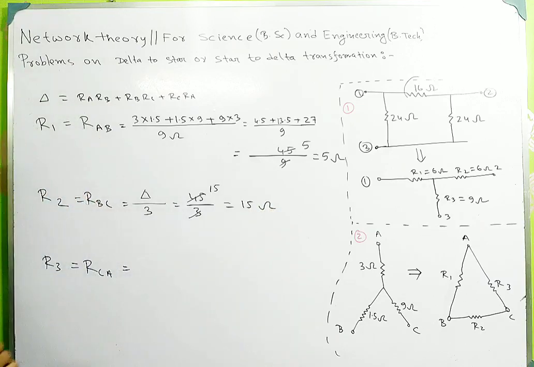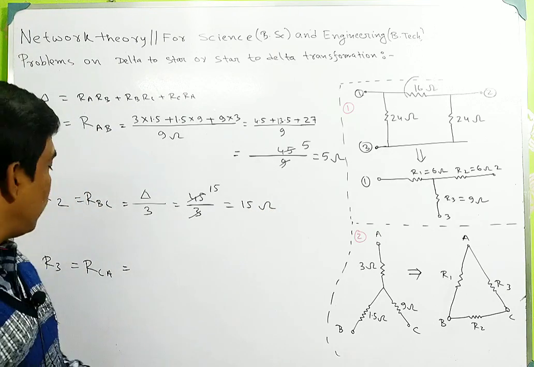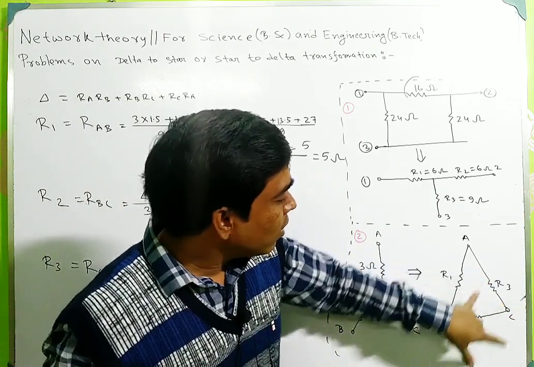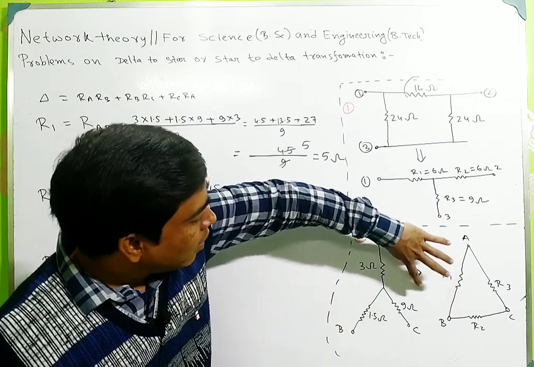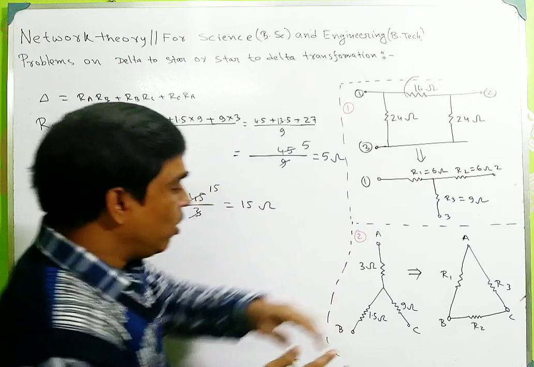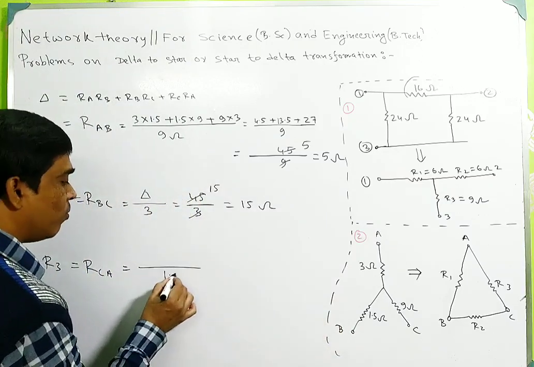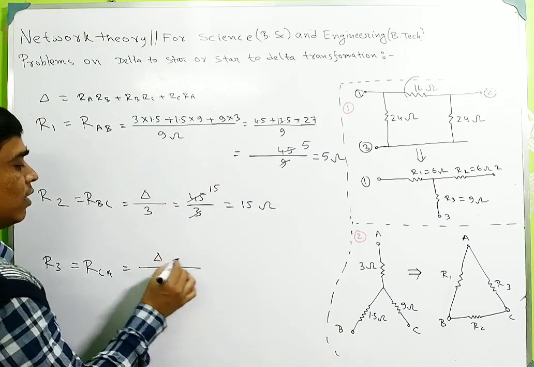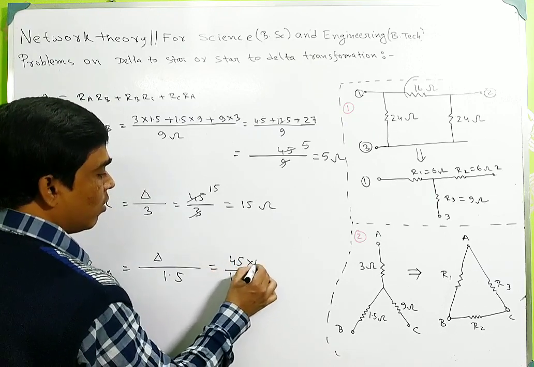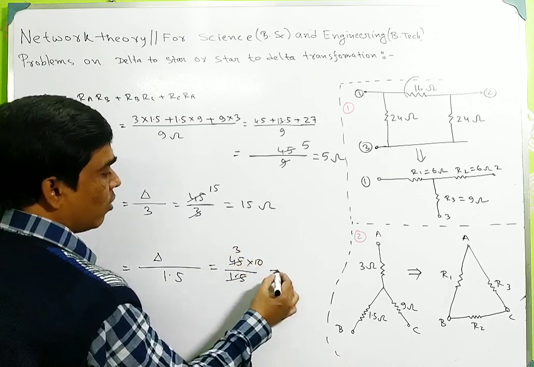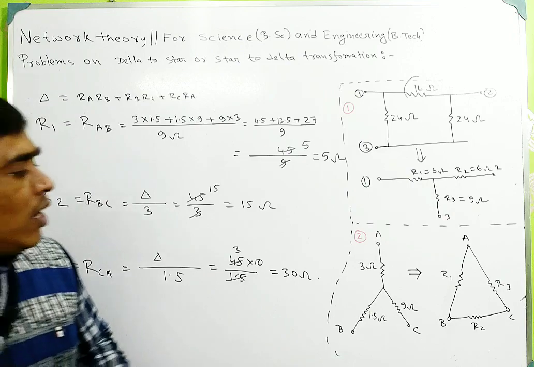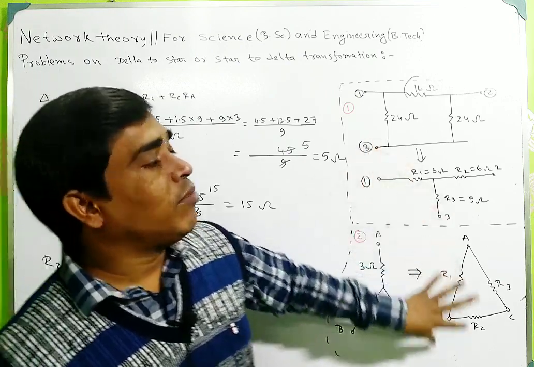Similarly, if you want to calculate R3, R3 is the node CA. This resistance is open, so it is delta divided by 1.5. So 45 divided by 1.5 will be 30 ohms. In this way you can solve this type of problem.